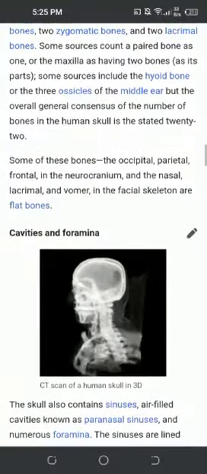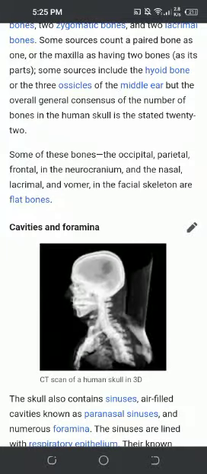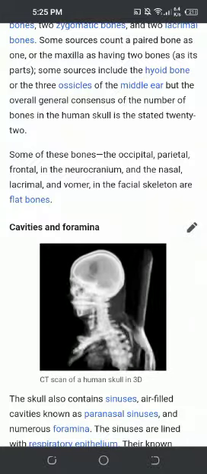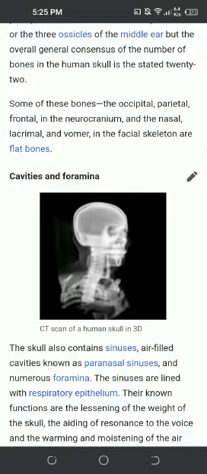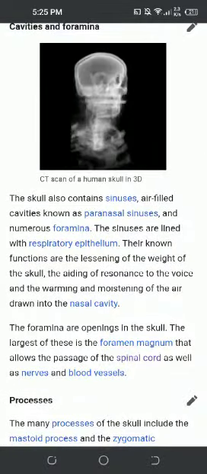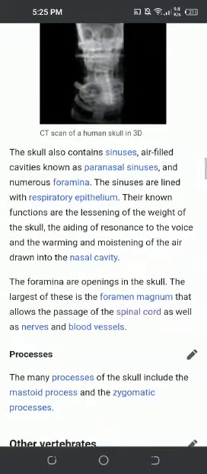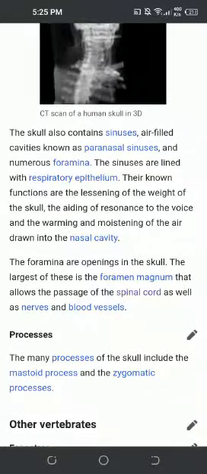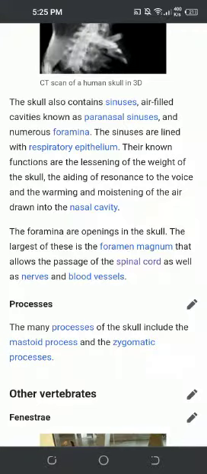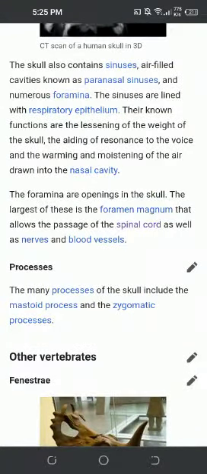Some of these bones, the occipital, parietal, and frontal in the neurocranium and the nasal, lacrimal, and the vomer in the facial skeleton, are flat bones. The skull also has cavities and foramina. It contains sinuses, air-filled cavities known as paranasal sinuses, and numerous foramina. The sinuses are lined with respiratory epithelium. Their functions are the lessening of the weight of the skull, the aiding of the resonance of the voice, and the warming and moistening of the air drawn into the nasal cavities.